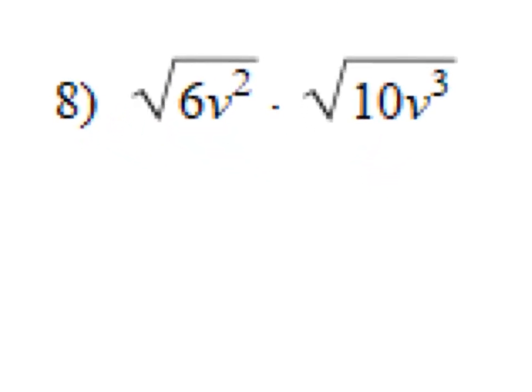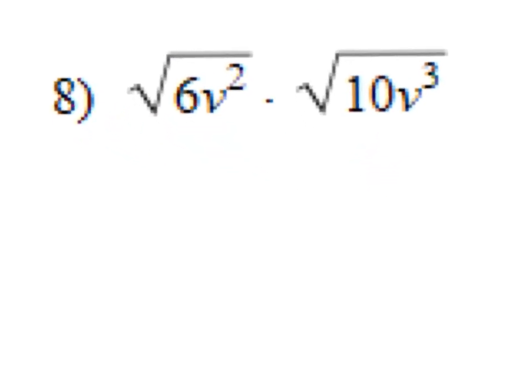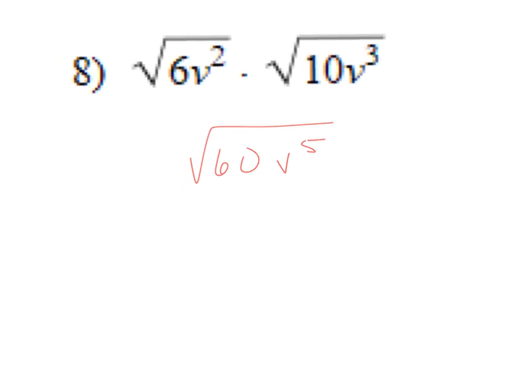Okay, number 8, we're going to multiply. Again, just multiplying the insides here, so I'm going to get 6 times 10 is 60. And then v to the 5th. Remember, we are adding when they are side by side. All right, so now I'm going to break down this 60. I'm going to go back to 6 and 10. Then 2 times 3 and 2 times 5.